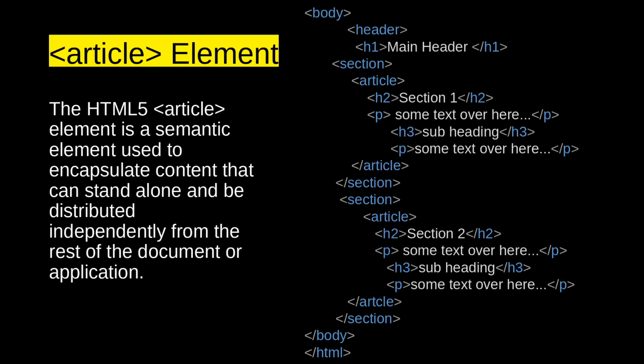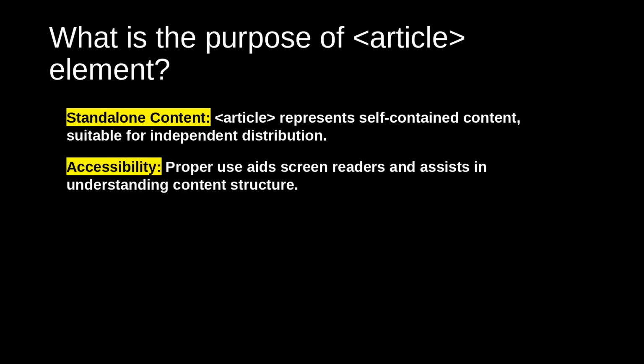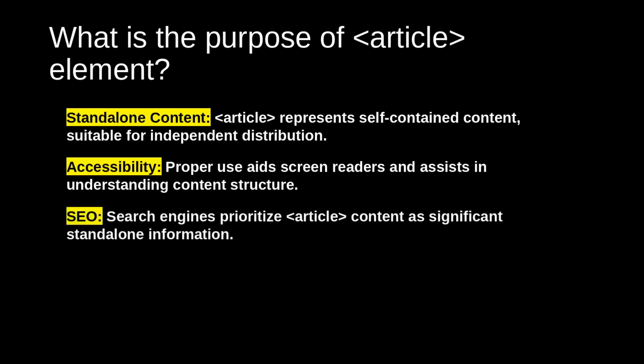So why do we use the article element? Representing standalone content. The article element signifies that the content within the element is self-contained and can be syndicated or distributed independently. Improving accessibility. Proper use of the article element helps screen readers and other assistive technologies better understand the structure and context of the content. Search engine optimization benefits. Search engines often prioritize content within the article element, recognizing it as significant standalone content.